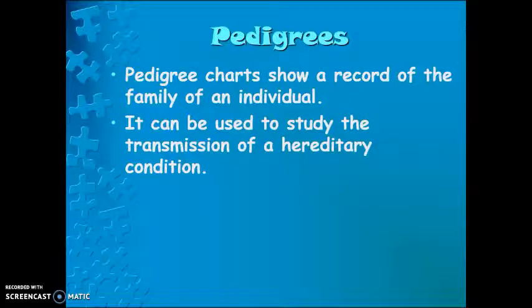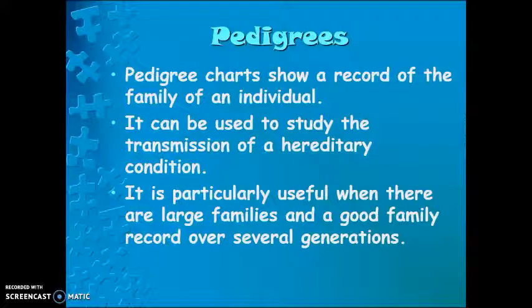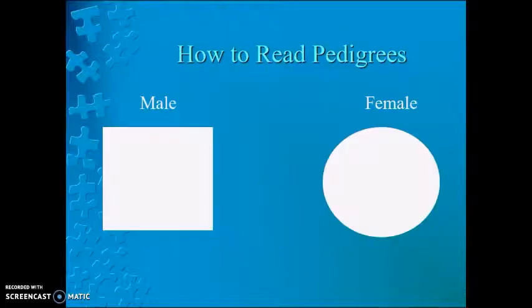The difference is, though, that you're going to study a hereditary trait, and so you're going to follow it through the family tree. The ones that are the most useful are when there's a big family or there's really, really good records over the generations for the trait that you're trying to study. So how do you read a pedigree? Well, first off, squares are males and circles are females, always.